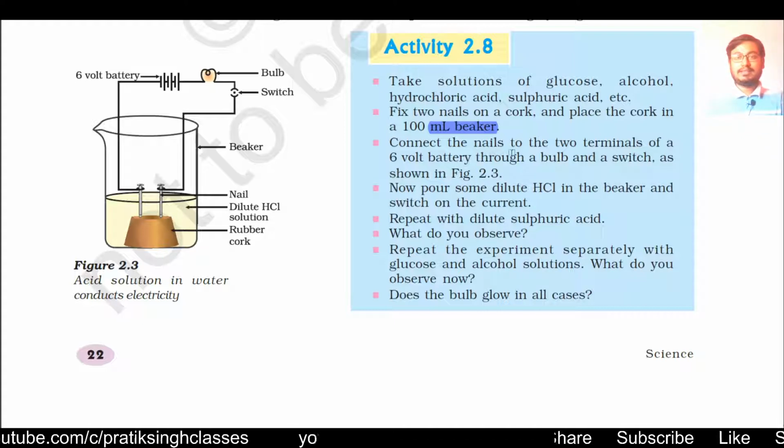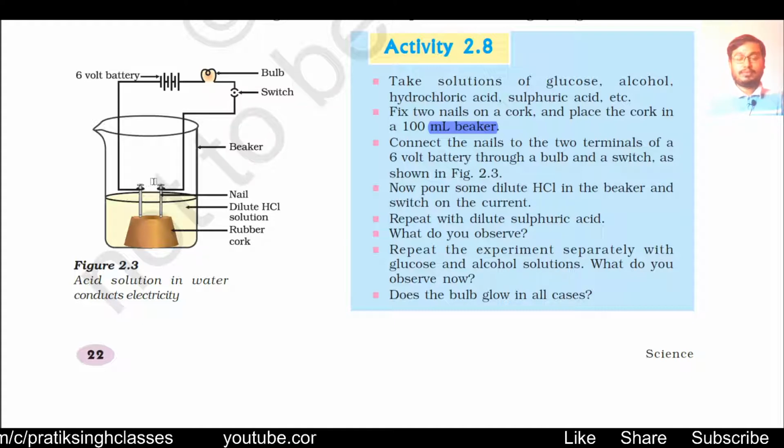Connect the nails to the 2 terminals of a 6-volt battery through a bulb and a switch as shown in this figure. As you can see here, the bulb is connected with wire, then to the battery, bulb, switch, and again back to the other electrode. Now pour some dilute hydrochloric acid in the beaker and switch on the current.